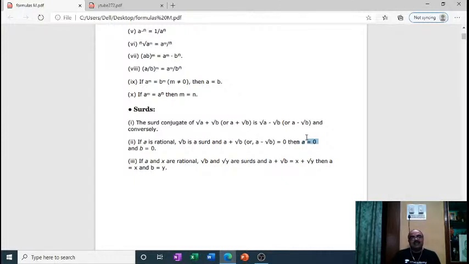If A and X are rational values, root B and root Y are surds, and A plus root B equals X plus root Y, then A equal to X, B equal to Y. That is, A and X are rational values, root B and root Y are surds, then A plus root B equals X plus root Y gives A equal to X and B equal to Y.